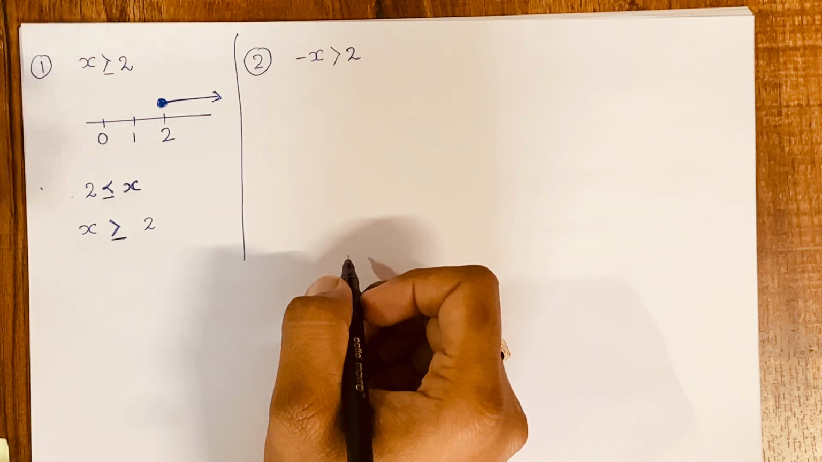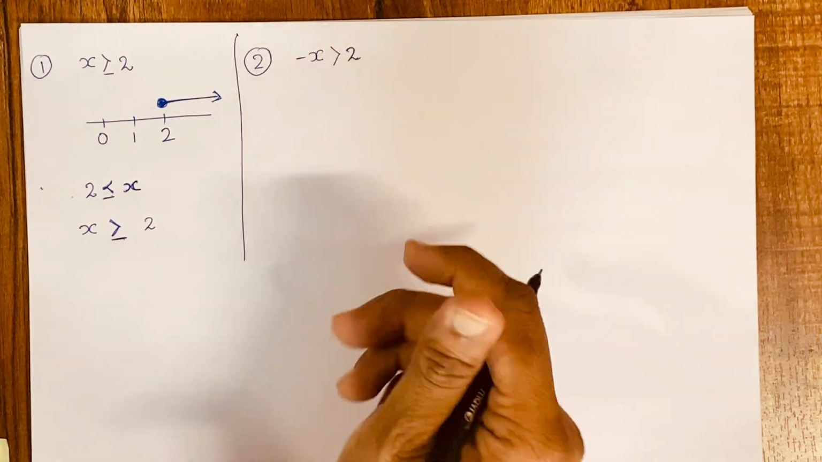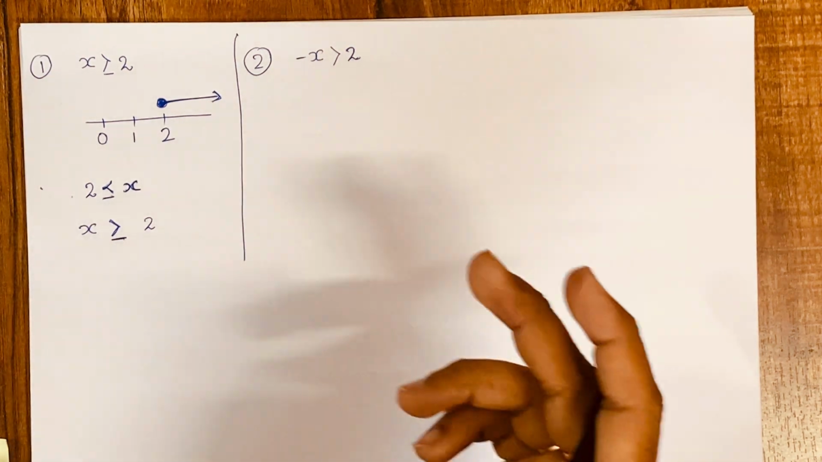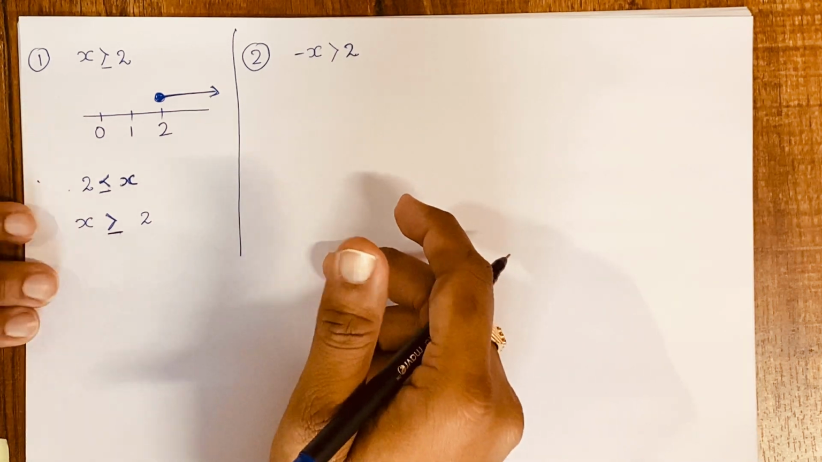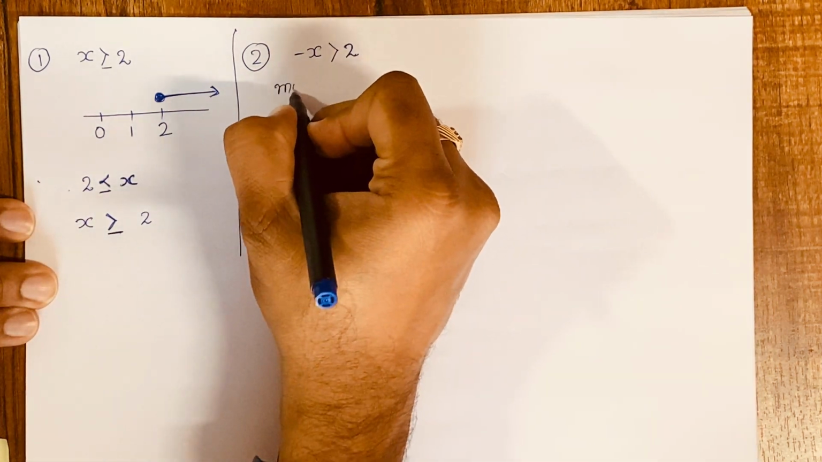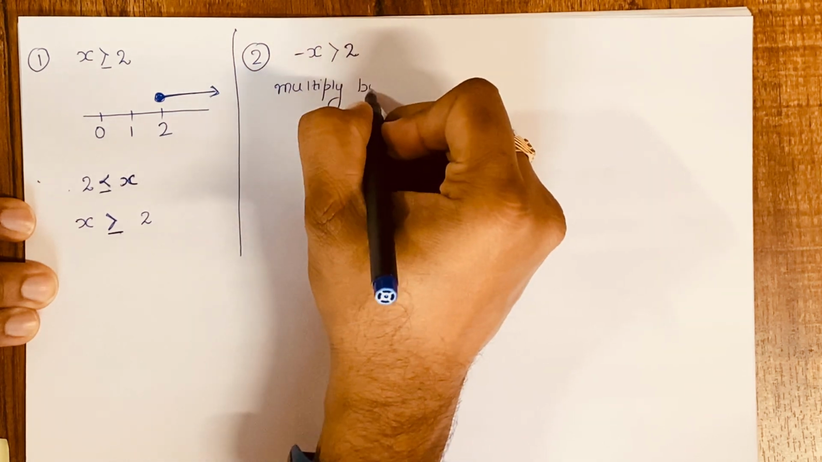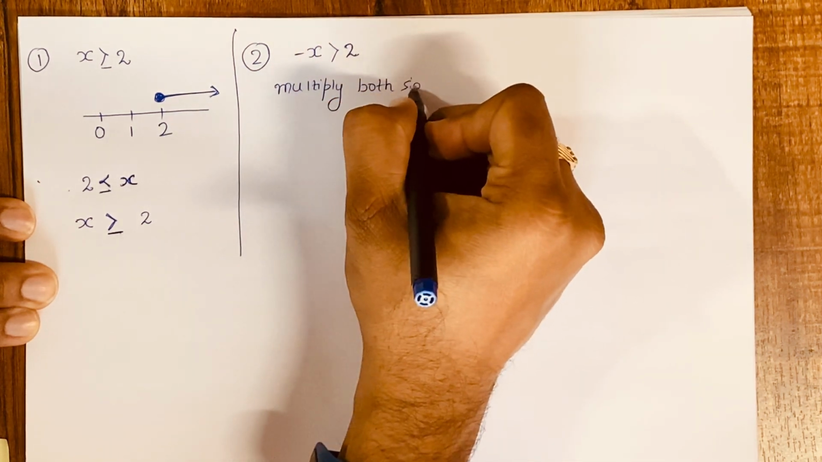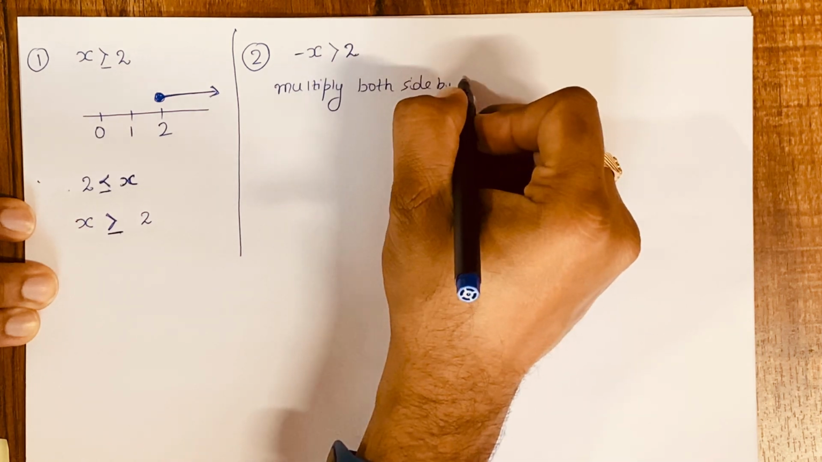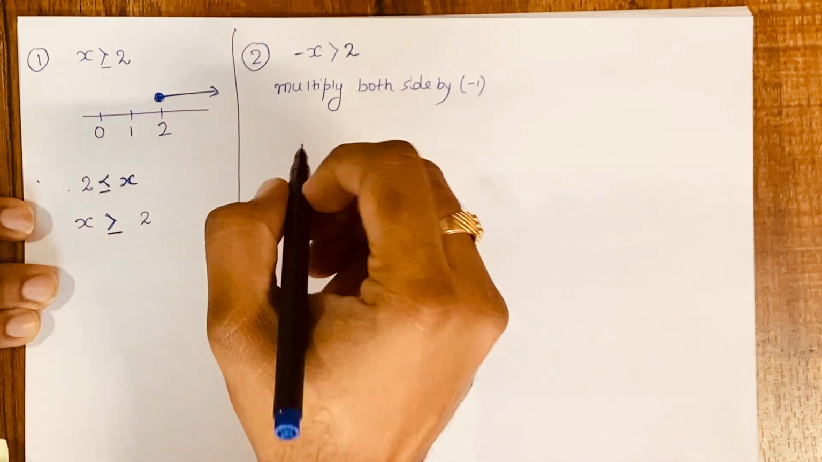If I say minus x is greater than 2, but I want the value of x, I don't want the value of minus x. In that case, I'll multiply both sides by minus 1. Minus means minus 1 I'm going to multiply it with. Okay. So what is going to happen?